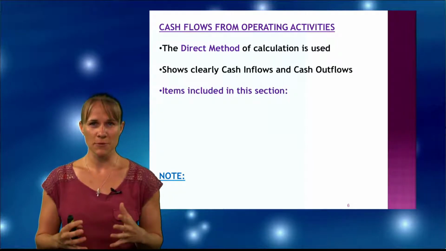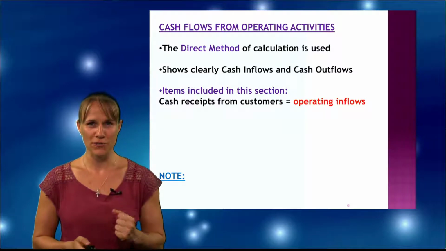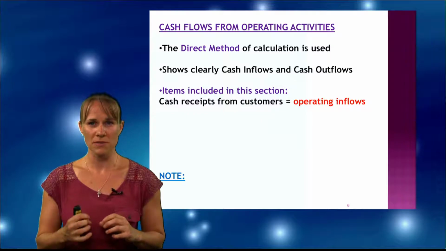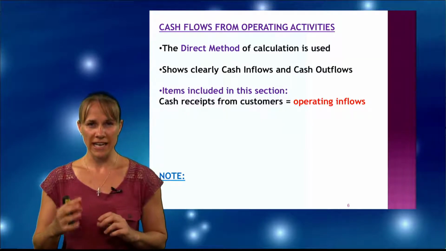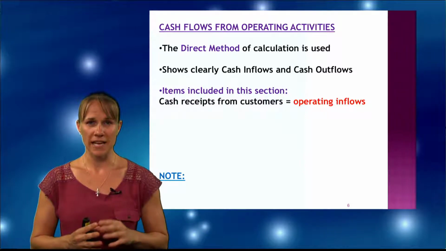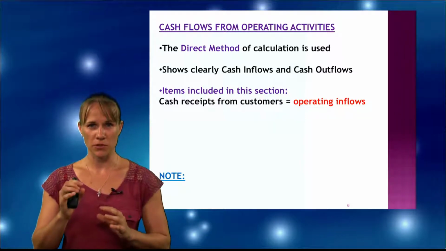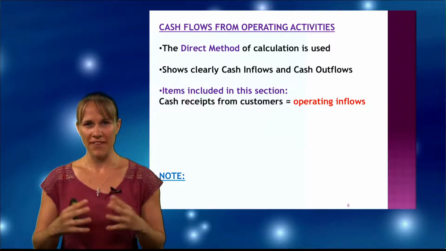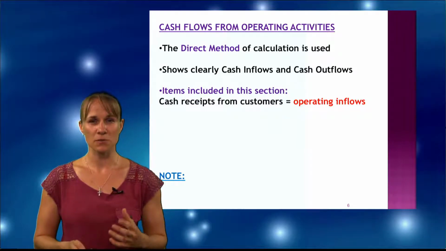So the items that are typically included in this section are as follows. We have our cash receipts from customers. So these guys will always be displayed as an operating inflow. So all the items in the table from your practical example that you classified as operating and that are positive, you'd add them together and they form your cash receipts from customers.